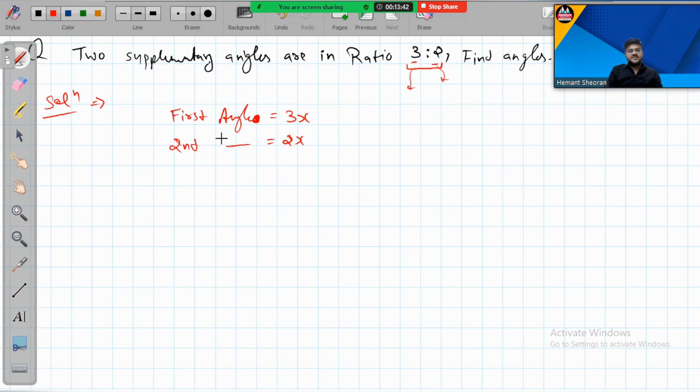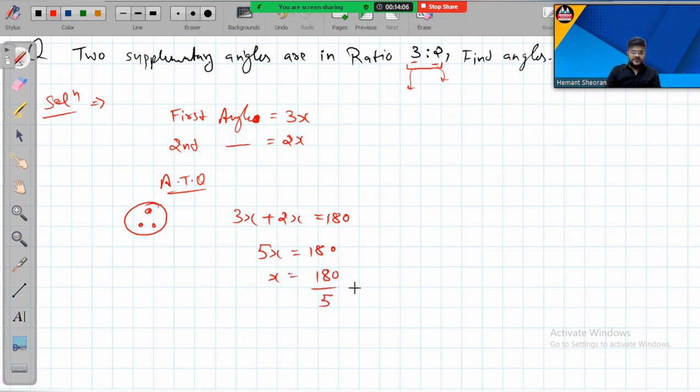Now I can say, as both angles are supplementary, according to the question, therefore, you can put the therefore symbol like this. So 3x plus 2x is how much? 180. That way you get 5x equals 180, and then x becomes 180 over 5. You will get how much? 36. So what is the first angle? 3 times 36 is 108, and the second is 72. Perfect. 2 times 36 is 72.